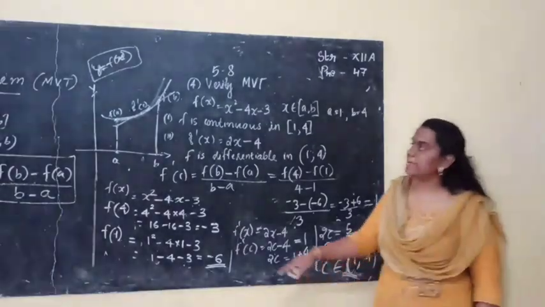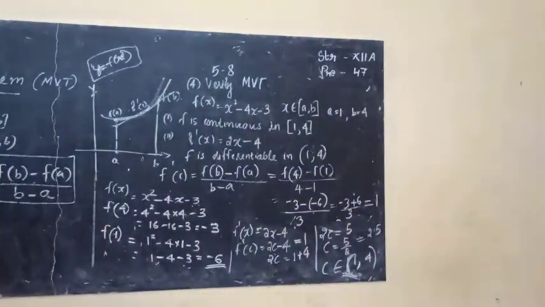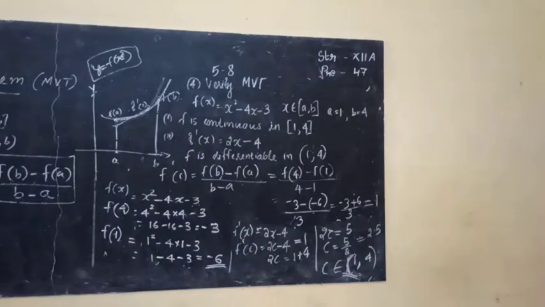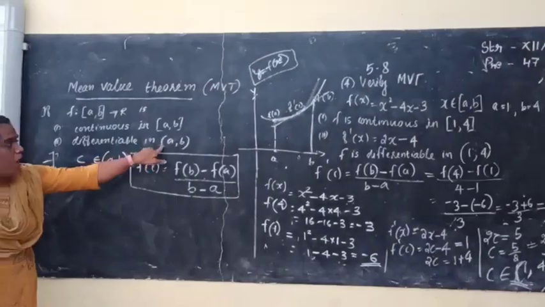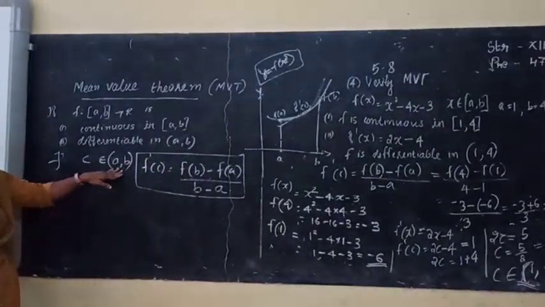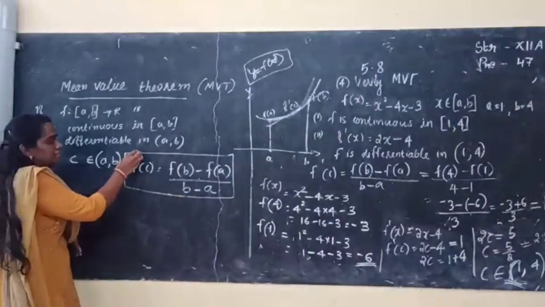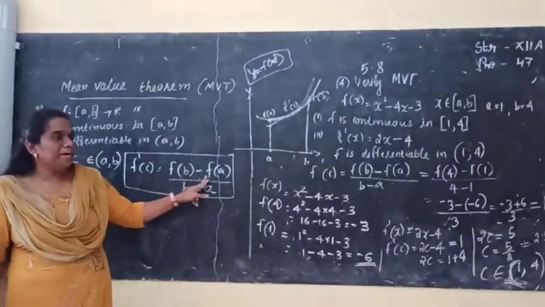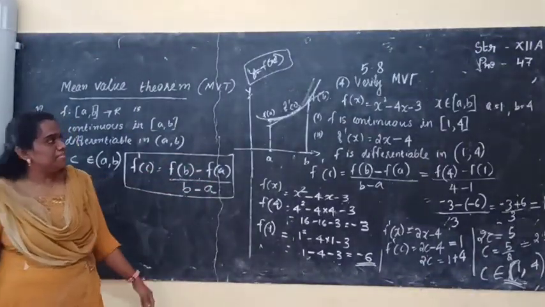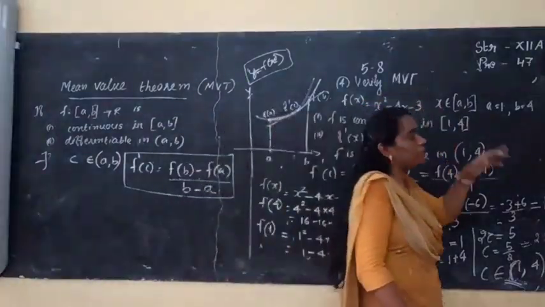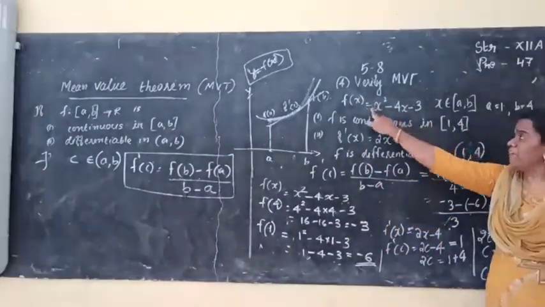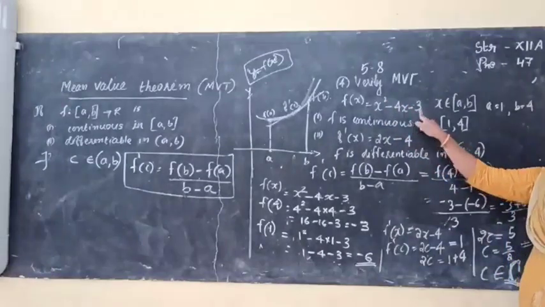Okay, once more on this lesson. What is mean value theorem? Mean value theorem says that f is a function, f from closed interval ab to R. What are the conditions? First, continuous in closed interval ab and differentiable in open interval ab. Then we can find a c. Then there exists a c belonging to open interval ab such that f dash c is equal to f of b minus f of a divided by b minus a. We can verify mean value theorem for this question. What is this question? F of x is equal to x square minus 4x minus 3.